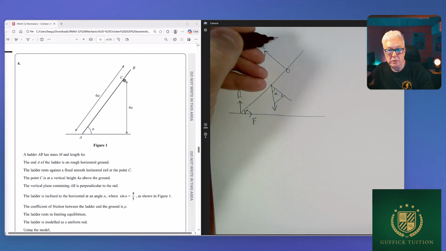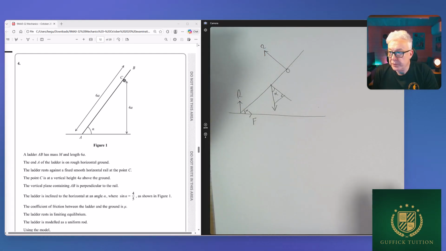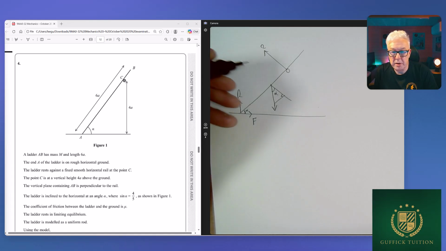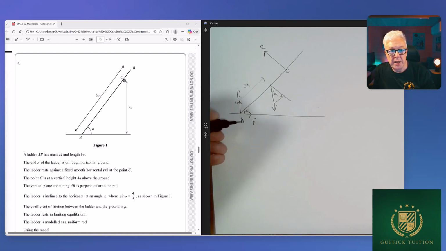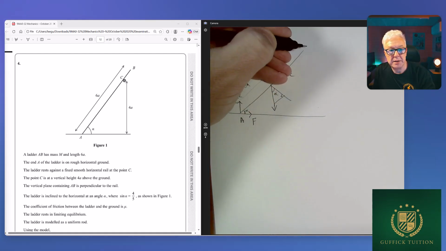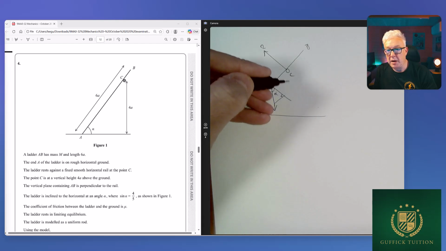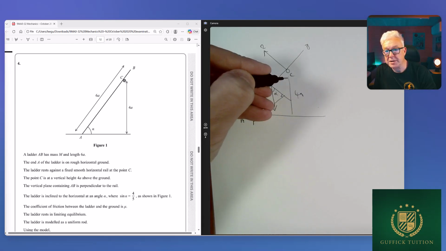We know that the whole ladder is 6a long. And what else do we know? We know that that distance there is going to be 3a because it's a uniform ladder. That's the point A, that's the point C, that's the point B. And that height there is 4a. Okay, so there's our sketch.